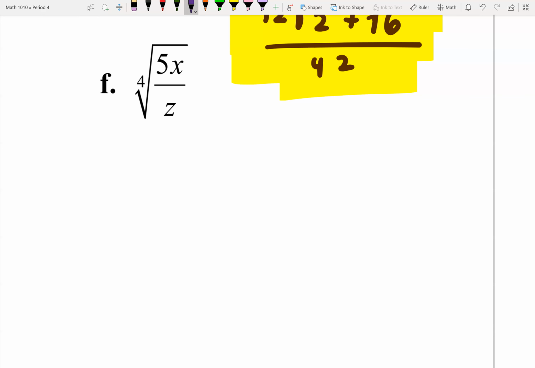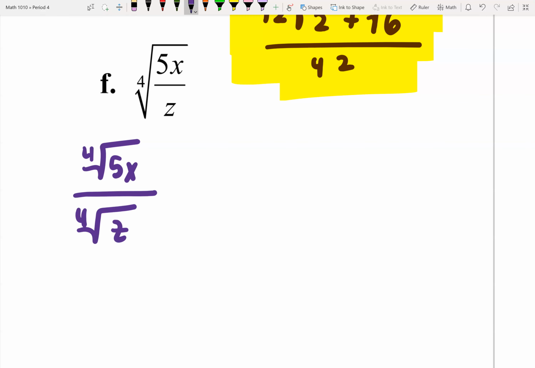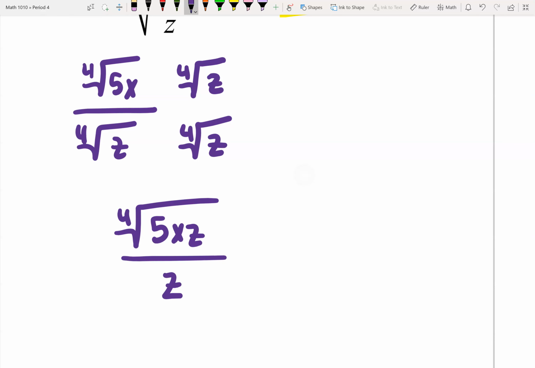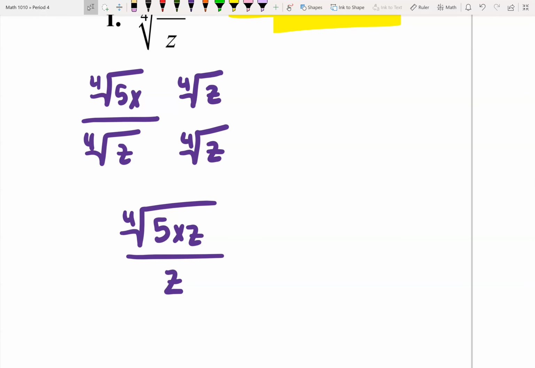Let's all write this down, okay? The 4th root of 5x over the 4th root of z. Okay, now I don't want you to write anything else. Multiply top and bottom by the 4th root of z. Don't write that down. And on the top, you have the 4th root of 5xz, and on the bottom, you have a z. Nobody say anything.